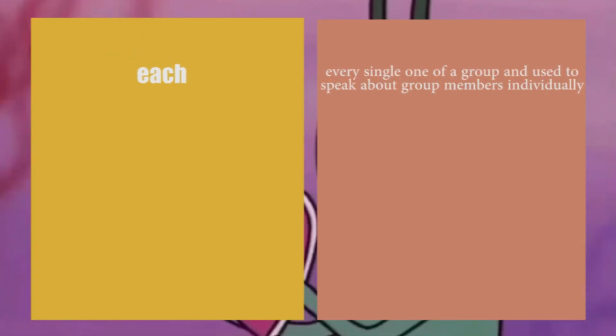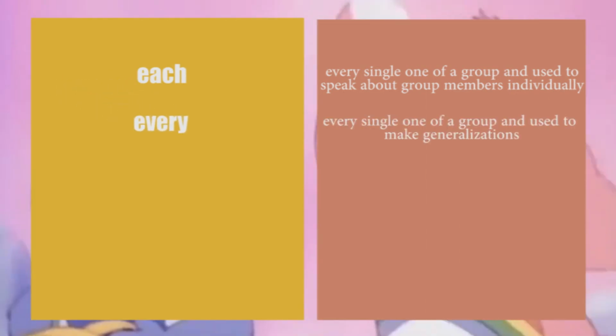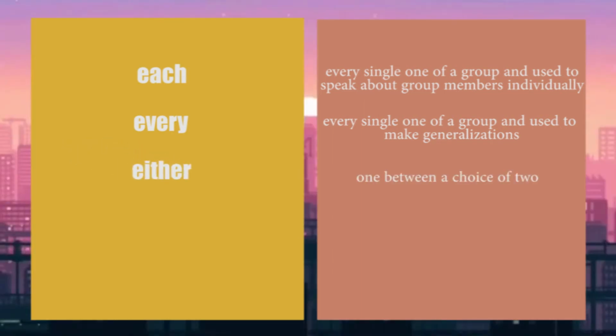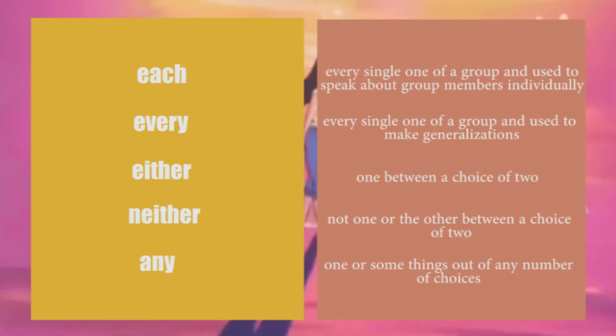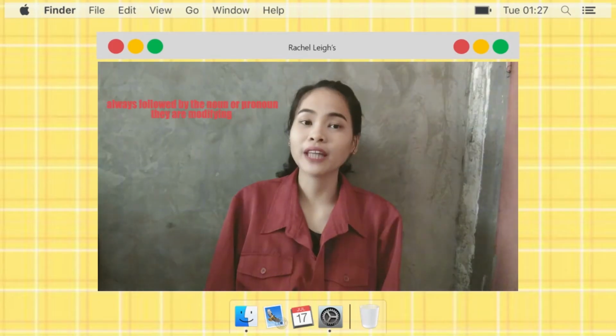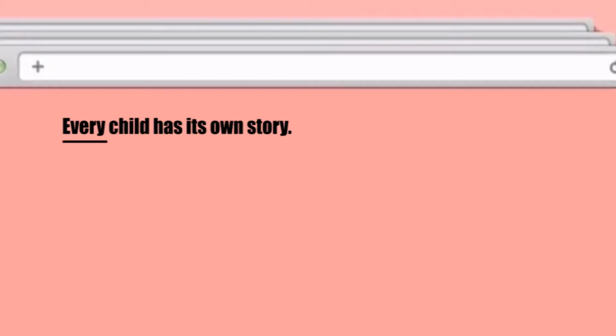Each is for every single one of a group and used to speak about group members individually. Every is for every single one of a group and used to make generalizations. Either is for one between a choice of two. Neither is not one or the other between a choice of two. And any is for one or some things out of any number of choices. These adjectives are always followed by a noun or pronoun they are modifying. Example, every child has its own story.